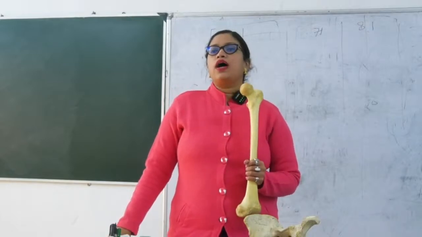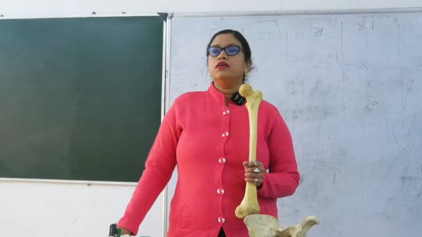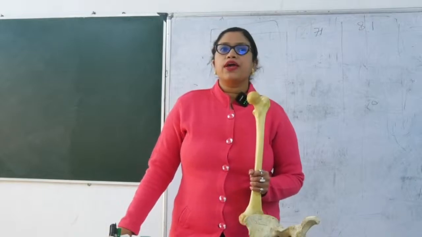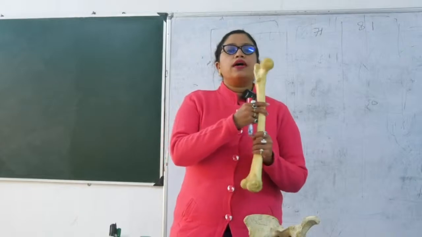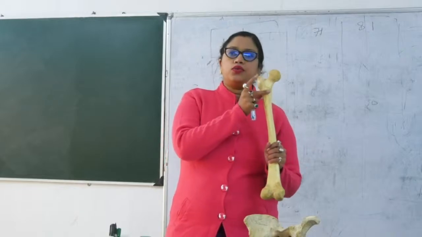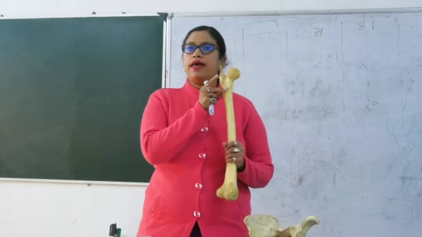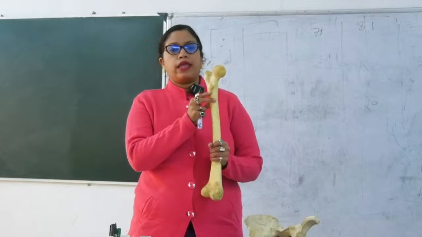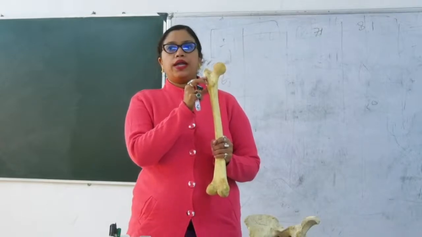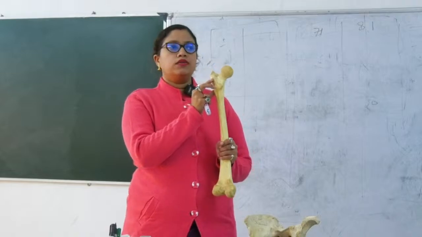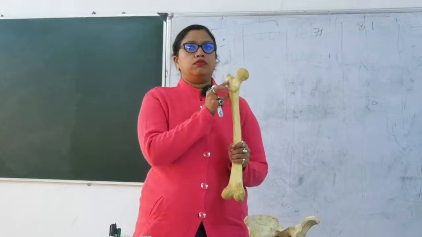It is a crest found on the posterior surface between the greater trochanter and lesser trochanter. And in between there is one elevated part. There is one elevated part that is known as quadrate tubercle.